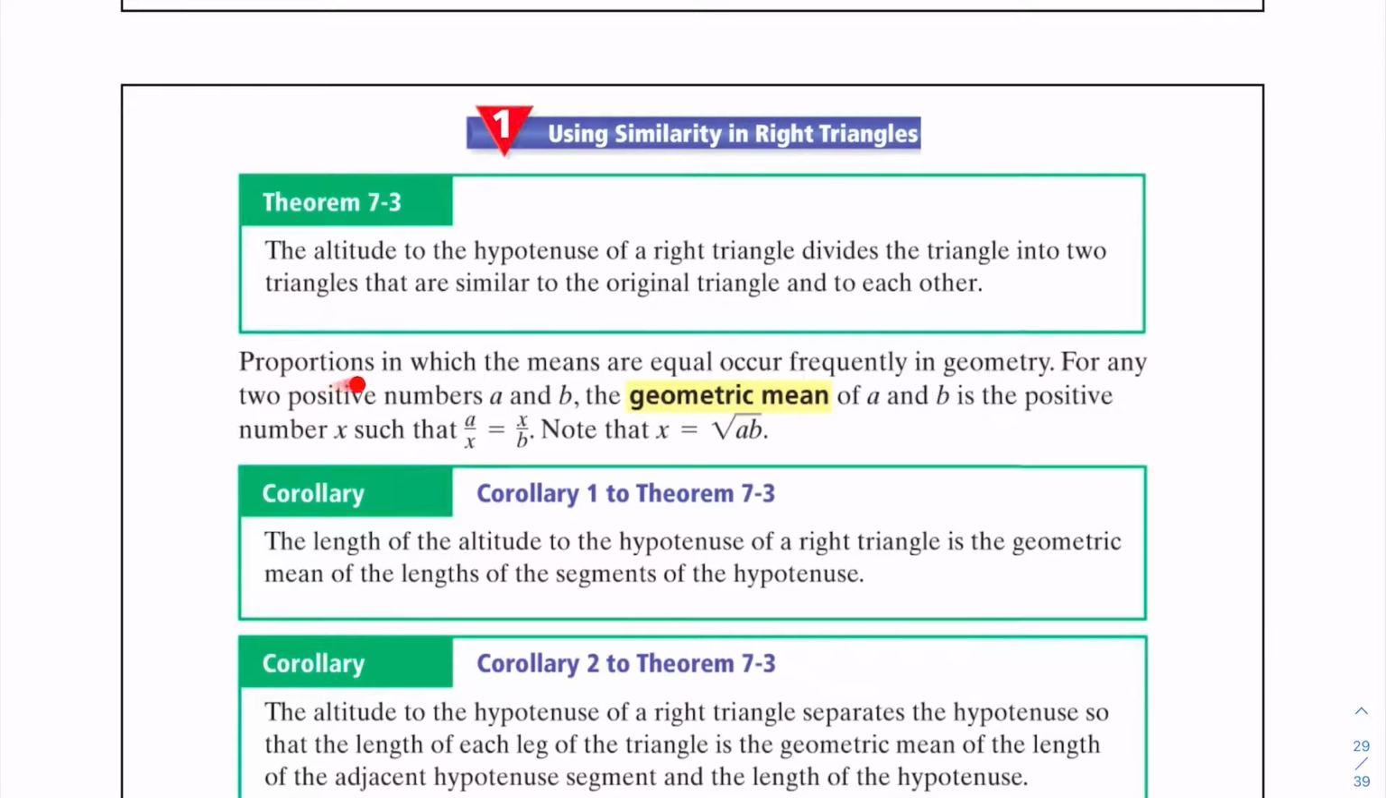Proportions in which the means are equal occur frequently in geometry. For any two positive numbers a and b, the geometric mean of a and b is the positive number x such that a is to x as x is to b. Note that x is equal to the square root of ab.